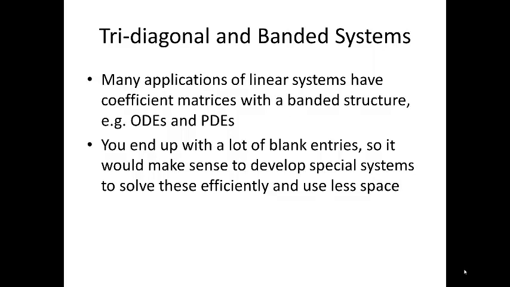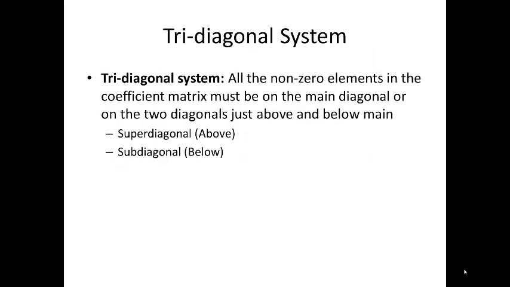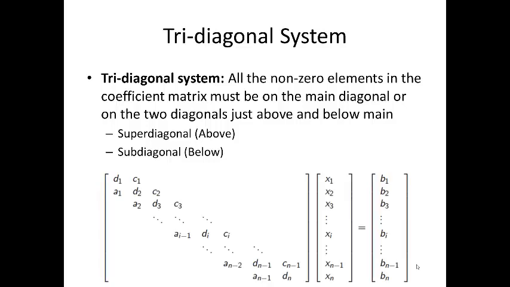So let's take a look at tri-diagonal systems. A tri-diagonal system is one where all the non-zero elements in the coefficient matrix must be on the main diagonal or on the two diagonals just above and below the main. So here is a picture of the tri-diagonal system. You can see the D sub i entries are the diagonals, and the C sub i entries are the super-diagonals. So this is the super-diagonal, the diagonal, and the sub-diagonal part of the system.